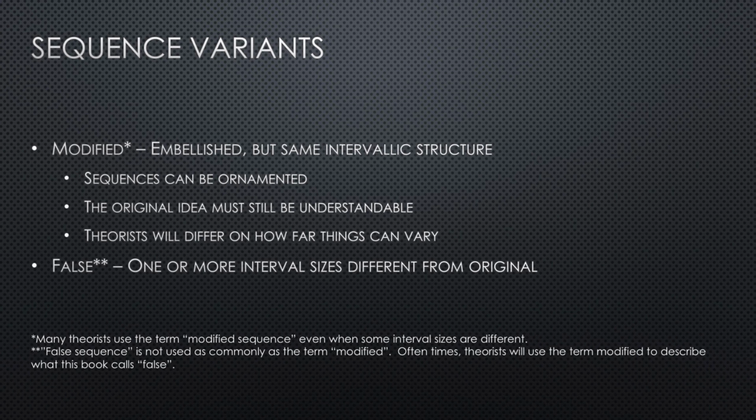What this book calls a false sequence oftentimes is lumped in with modified sequences in other books. But how do we differentiate them? Well, we say if one or more of the interval sizes is different from the original. It could be different in the quality, that's fine. But if it's different in size, it's neither a real sequence nor a tonal sequence. It's just this changed or modified thing. And because the idea of a sequence is usually having the same succession of interval sizes, at least, if it doesn't, then they'll say here it's a false sequence.